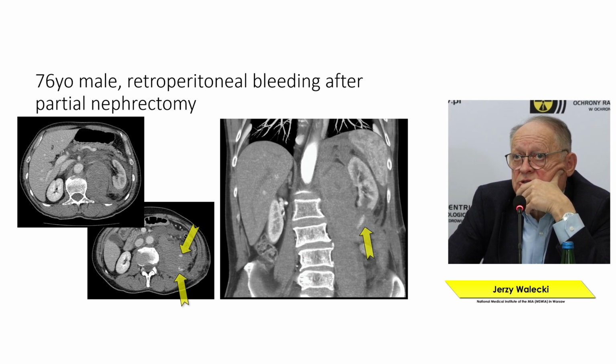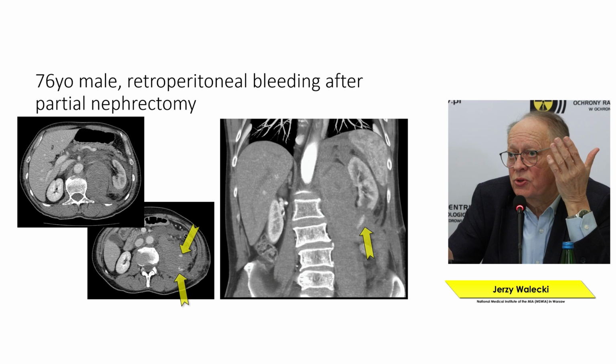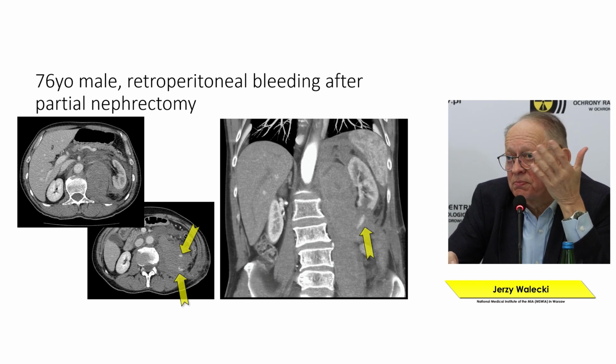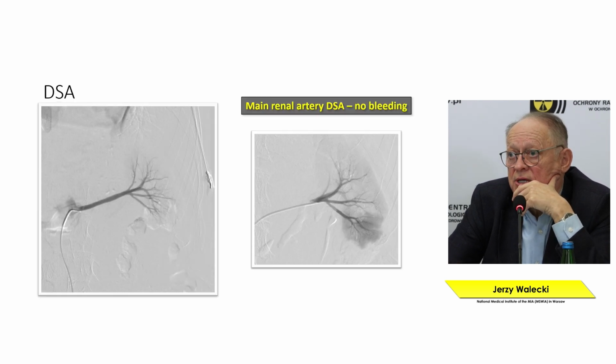Another group, retroperitoneal bleeding after partial nephrectomy. Usually these procedures are used for minor tumors in kidneys. So some wedge technology has been used. That was the bleeding we had to control. This is a surgery that takes less than an hour.